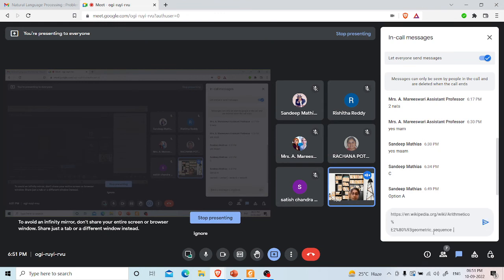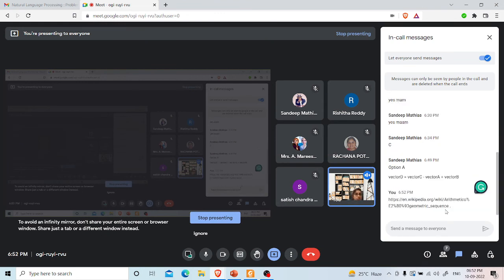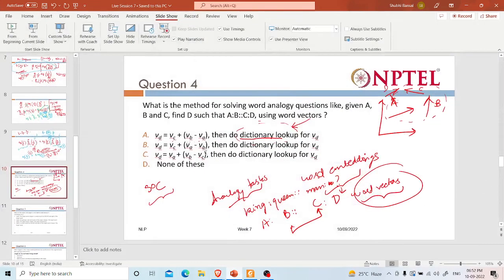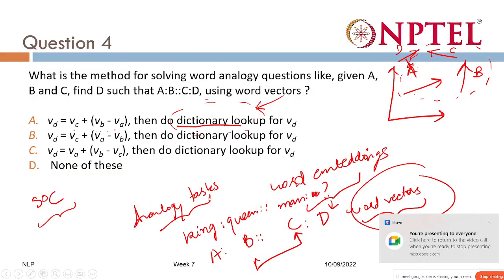For your doubt early on how to solve the arithmetic or geometric progression, I am giving you one link. You can refer to this link later. As of now, please attempt this question.